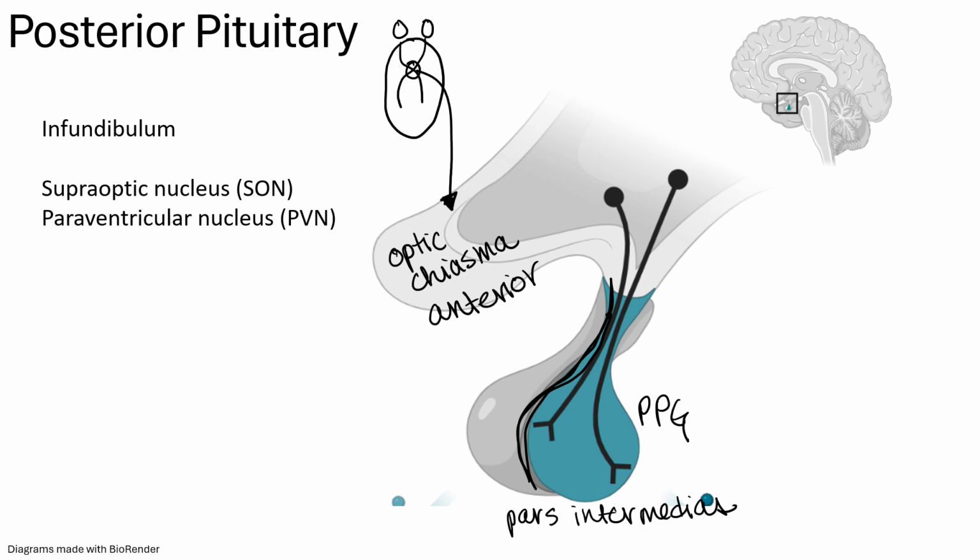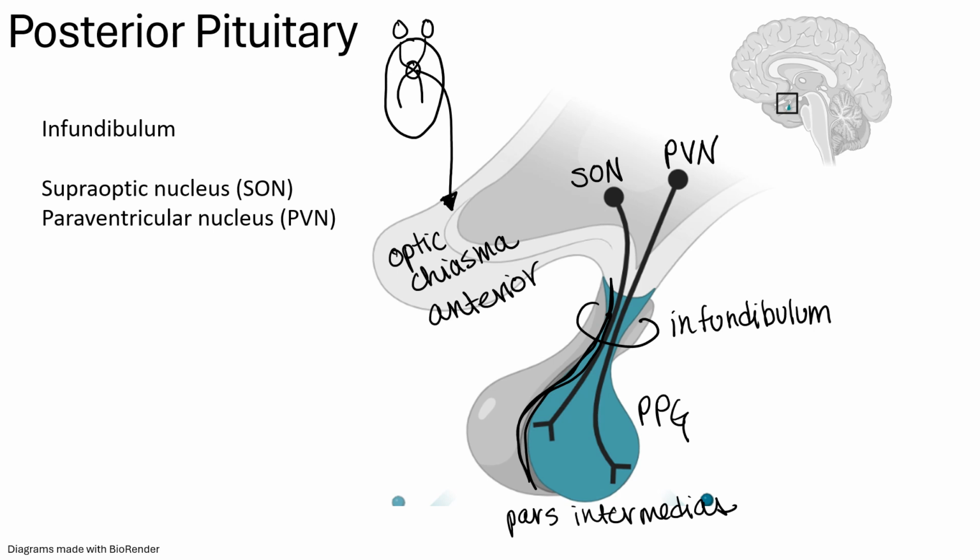The posterior pituitary gland is connected to the hypothalamus by way of this structure here, which is called the infundibulum. This little stalk right here has some neurons running through it. There are more than just these two neurons running in the infundibulum, but we're just going to focus on these two. This one here is called the supraoptic nucleus. And this one here is called the paraventricular nucleus. Both of these are simply named for their locations.